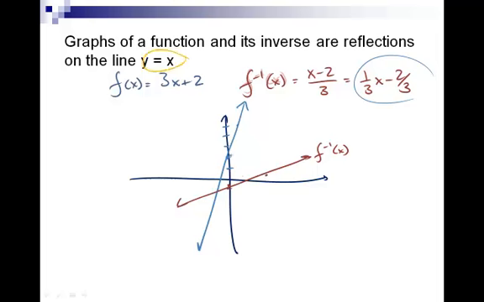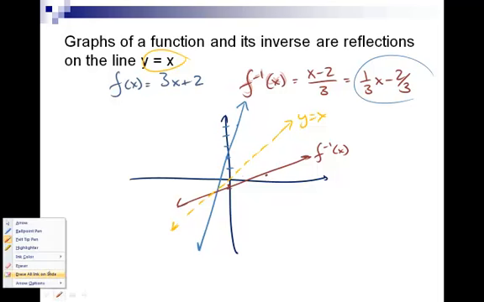If I graph this line, we should be able to see that my first function and my inverse are reflections around the line y equals x. In other words, if I folded the paper along that line y equals x, I would have my f of x and my f inverse of x laying on top of each other.